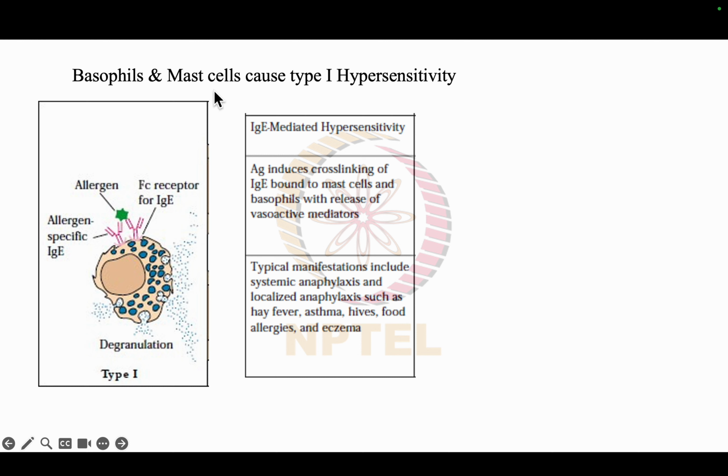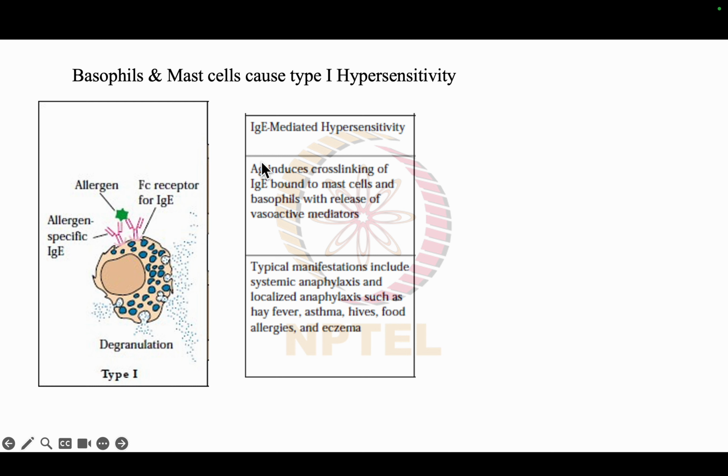So type 1 hypersensitivity can be IgE mediated hypersensitivity. Antigen induces cross-linking of IgE bound to mast cells. So this is the mast cell where IgEs are present. What happens? Allergen comes and makes a cross-link to IgE. This is the Fc receptor for IgE, and this is allergen-specific IgE. So IgE interacts with the Fc receptor present on the mast cells, and then those are getting cross-linked by allergen.